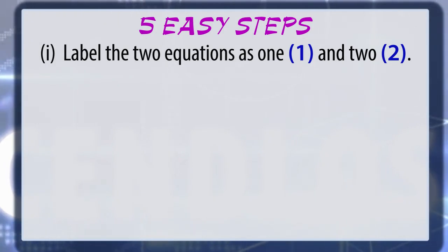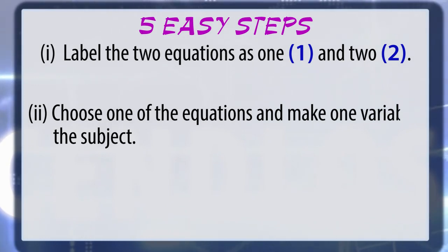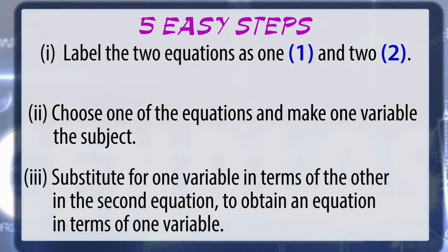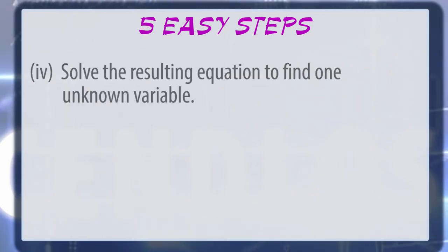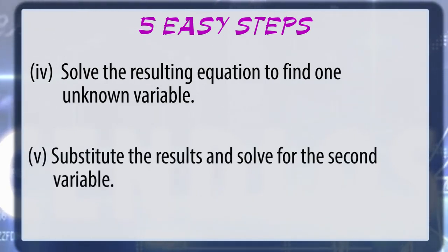First, you label the two equations as 1 and 2. Next, you choose one of the equations and make one variable the subject. Thirdly, you substitute for one variable in terms of the other in the second equation to obtain an equation in terms of one variable. The fourth thing you have to do is to solve the resulting equation to find one unknown variable. And finally, you substitute the result and solve for the second variable. Let us see how this is done with some quick examples.